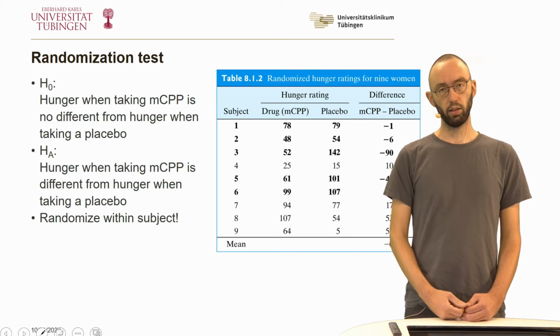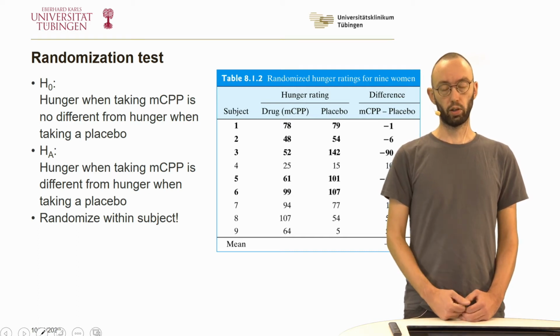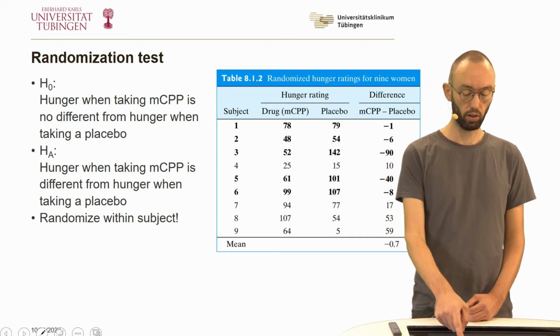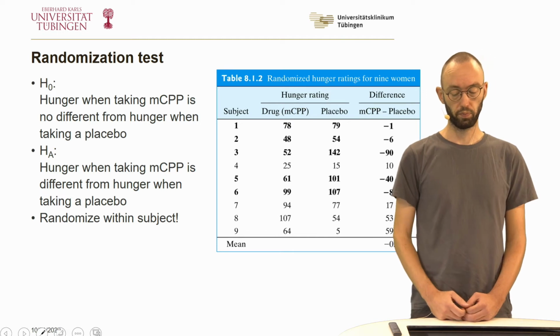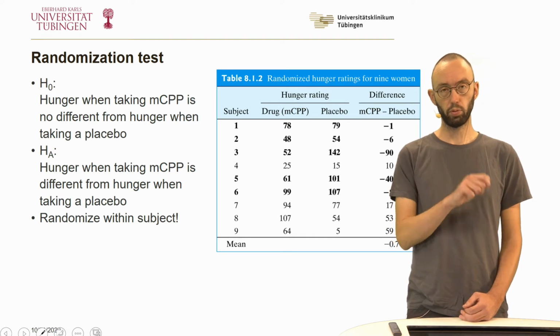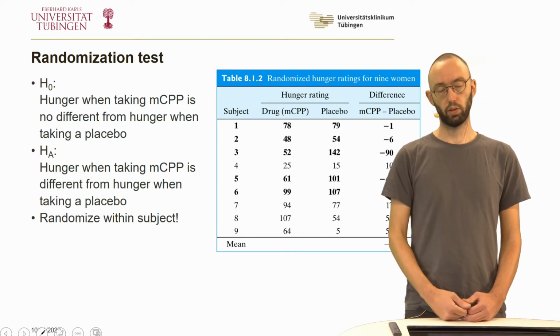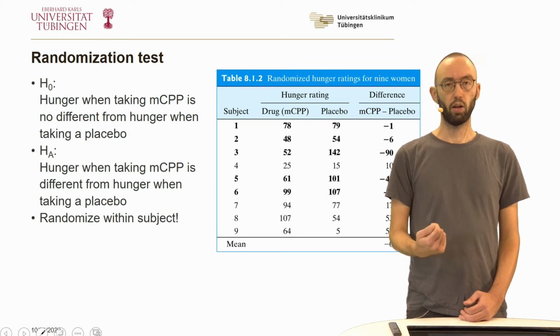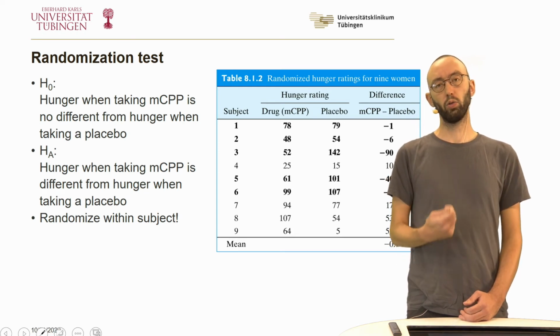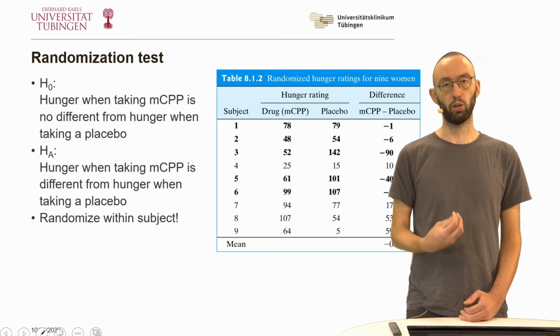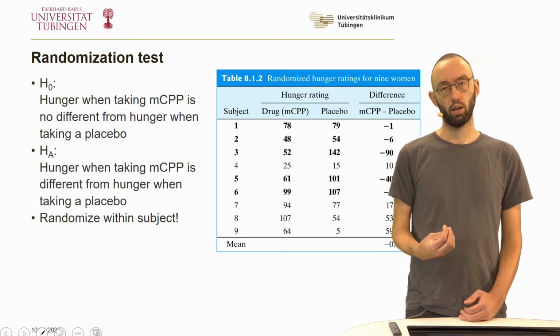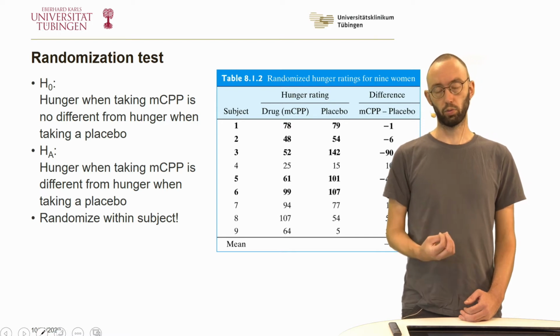In the case of the paired design, we need to be careful on how exactly we do this randomization. It is important that we simply randomize within subject. So we can swap the placebo and the drug conditions for each subject, but we can only do so within each subject. Otherwise, we destroy the structure of the paired design and compare to a meaningless null distribution.